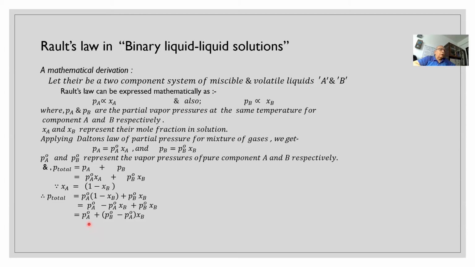We get that total pressure will be equal to the pure pressure of component A plus the difference, P naught B minus P naught A, between the pure components, multiplied by the mole fraction XB. This is known to us. We know the vapor pressure of the pure state of both components, and we also know the mole fraction XB which is present. This can be simplified in terms of XA also. You get the same result.